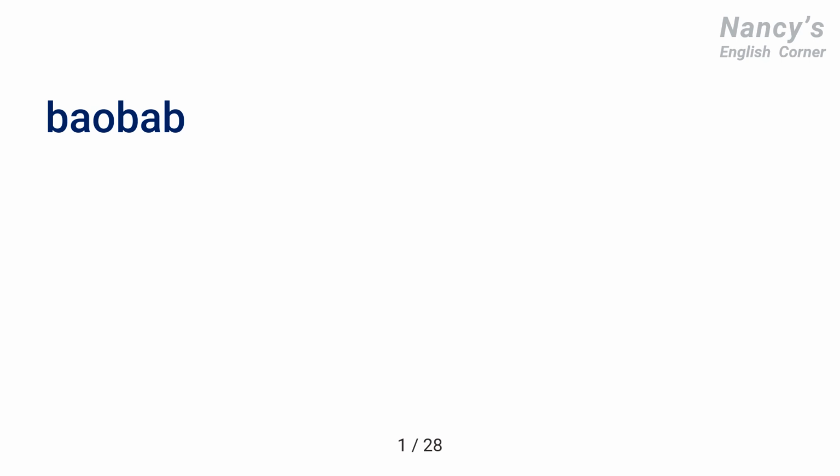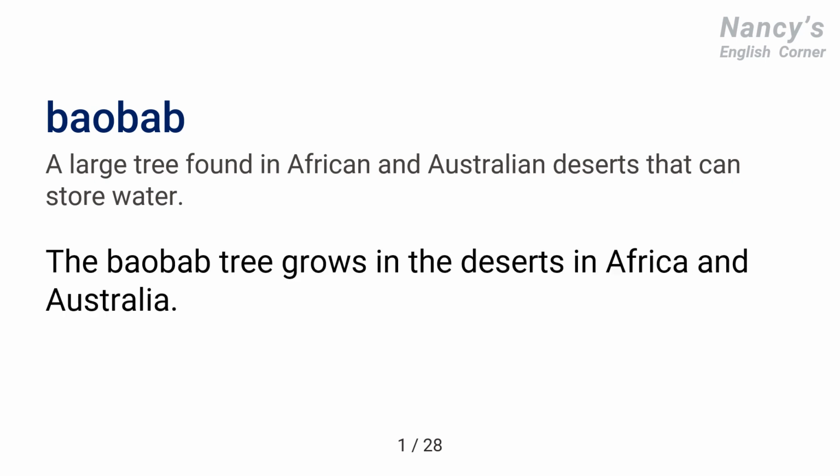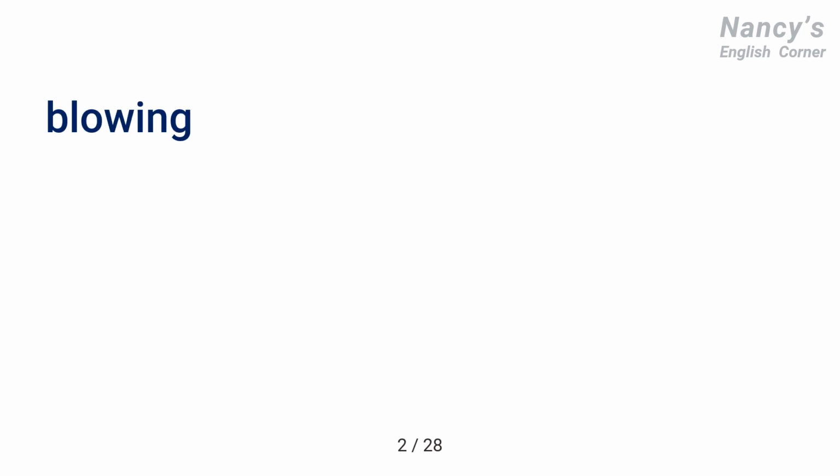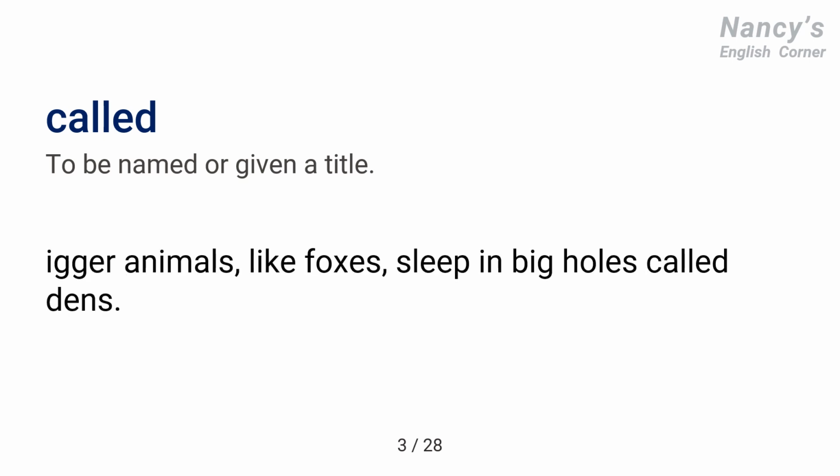Baobab. A large tree found in African and Australian deserts that can store water. The baobab tree grows in the deserts in Africa and Australia. Blowing. When wind moves soil. Trees stop the soil blowing away. Called. To be named or given a title. Eager animals, like foxes, sleep in big holes called dens.